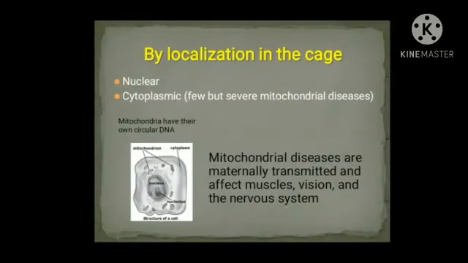The next example of hereditary disease is classified by localization in the cell. It may be DNA in nuclear and cytoplasmic forms. We will speak about mitochondrial disease. Mitochondrial diseases are maternally transmitted and affect muscles, vision, and the nervous system.